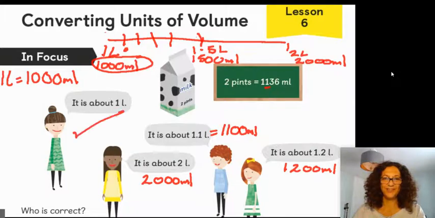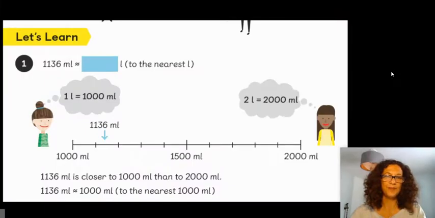So we've got this child is correct. You are listening so well. Let's move on. So now we've got our let's learn. So they're just going to explain. So 1,136 millilitres is how many in litres? Well, now we have to divide. So let's do that. Let's divide.